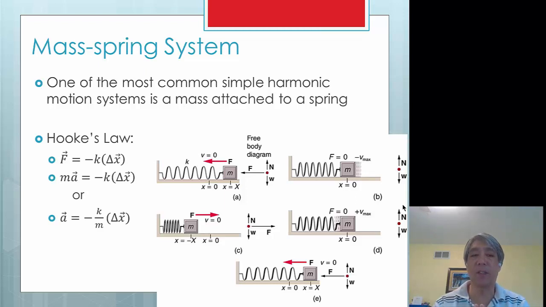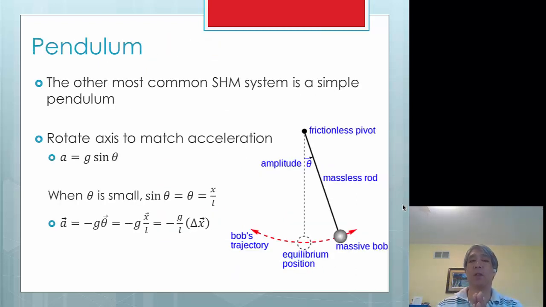So this is a perfect example. If I solve for acceleration, my acceleration becomes nothing more than minus k over m times displacement, where k is the spring constant and m is the mass. And so we see that simple harmonic motion formula perfectly in this situation. The pendulum is the other most common SHM system that we're going to look at. The IB does require us to understand both the pendulum and the mass spring system. In this case, if I displace my mass just a little bit to the side, then my acceleration becomes nothing more than g sine theta.